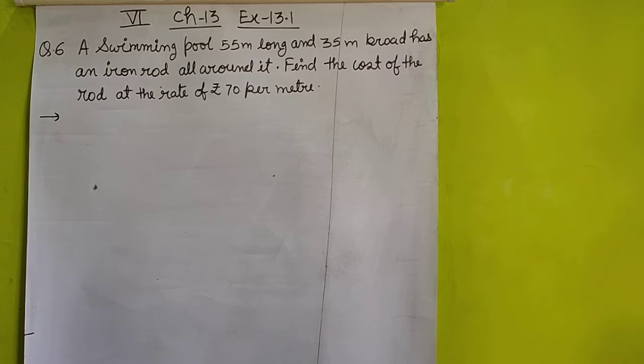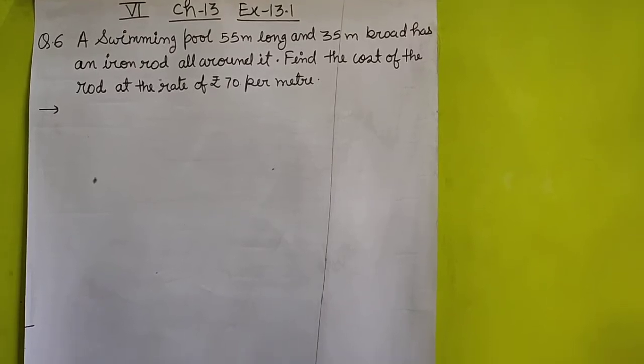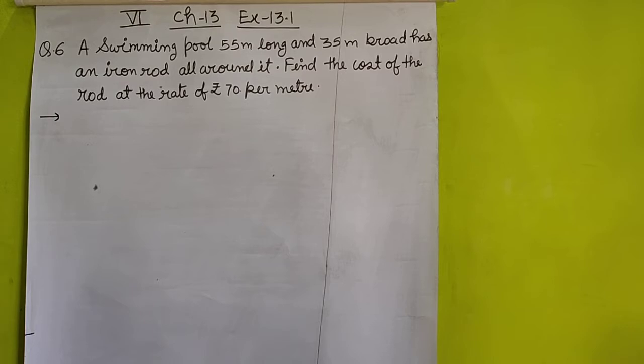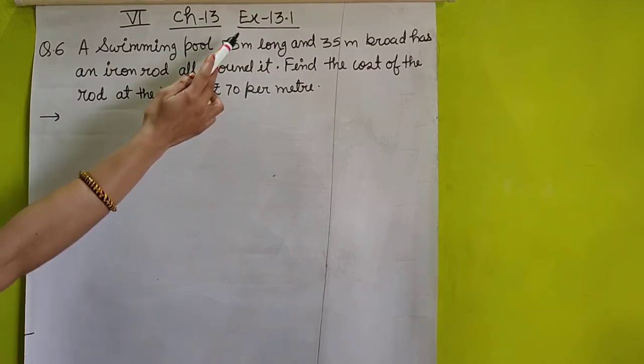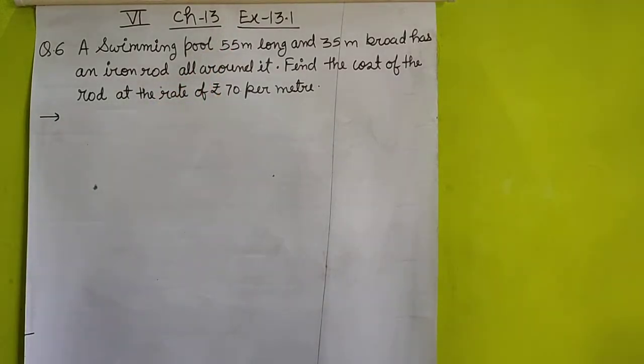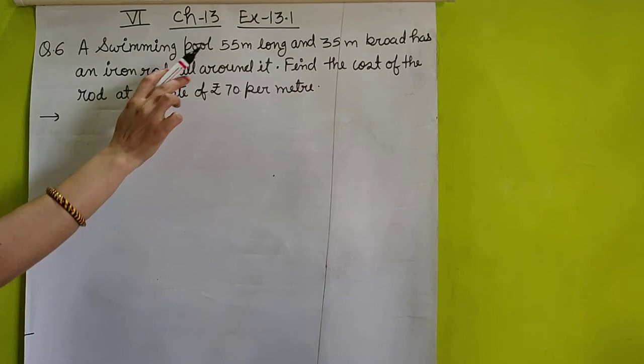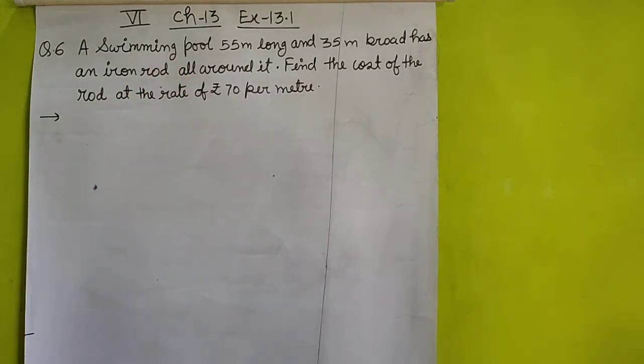In chapter 13, students, we read about mensuration. It means perimeter and area of different shapes. In the previous class, we started exercise 13.1 and did questions 1 to 5. Today, we will start with question number 6, and today only, we will finish exercise 13.1.